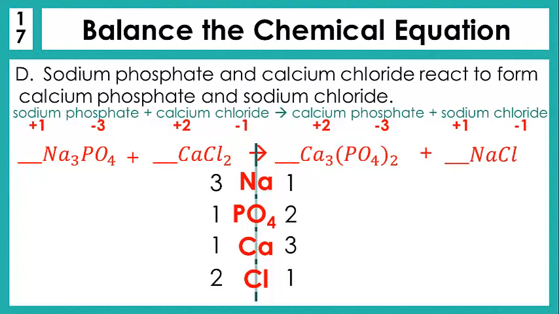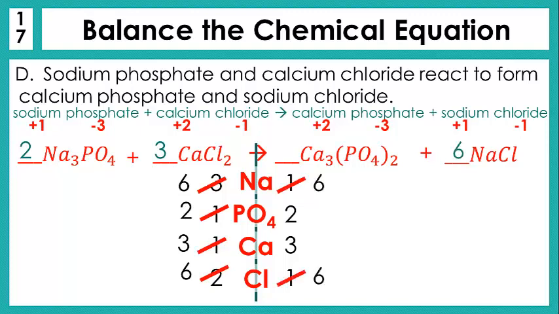So I'm going to start this out by changing the Na3PO4, putting a 2 in front. So that gives me 2 PO4s, but it also gives me 6 sodiums. So now I'm going to fix the calcium. If I put a 3, that will give me 3 calciums and 6 chlorides. So we can wrap everything up by putting a 6 in front of NaCl, giving me 6 and 6. And now we're balanced, and this is a double replacement reaction.